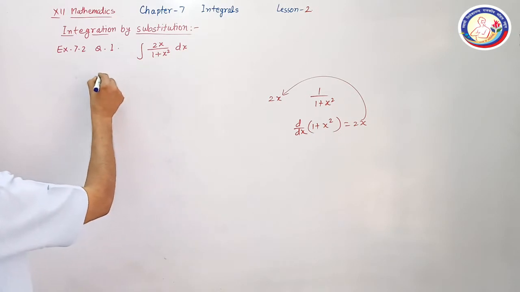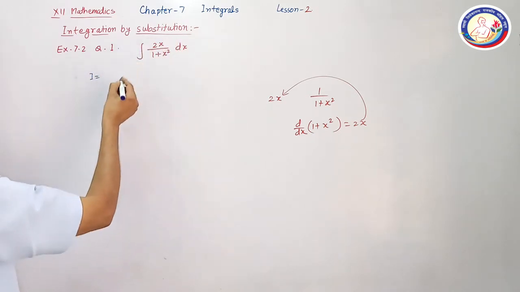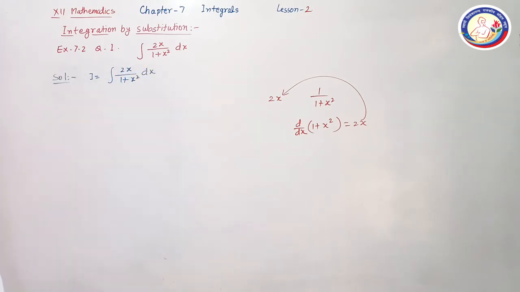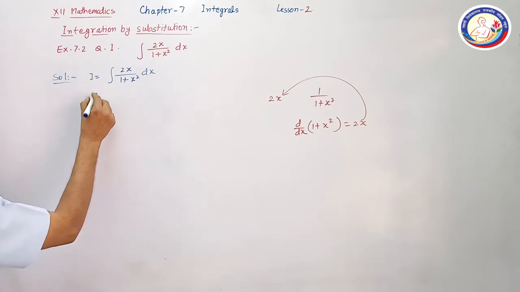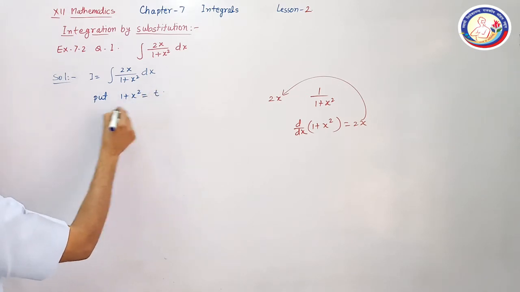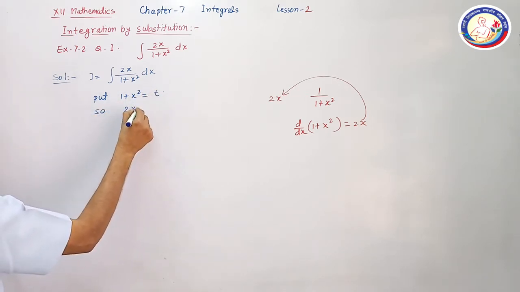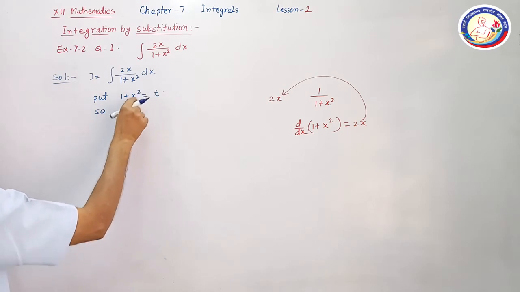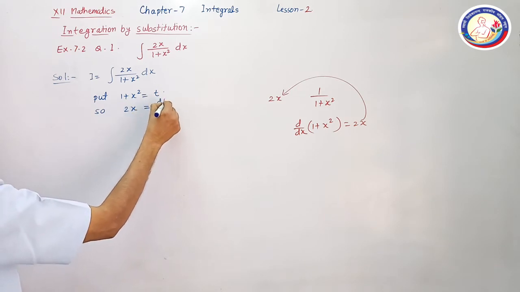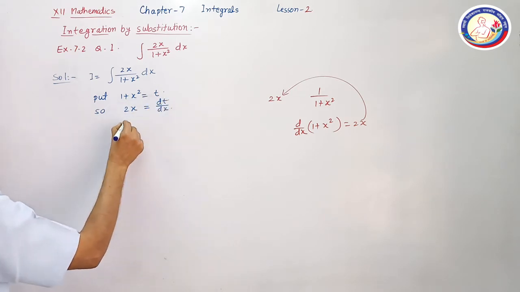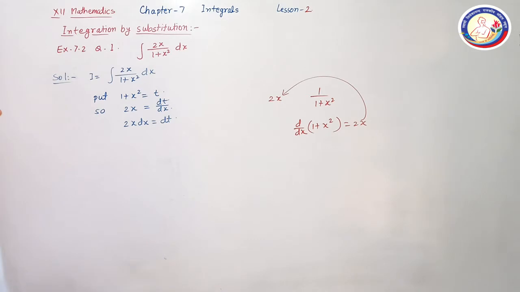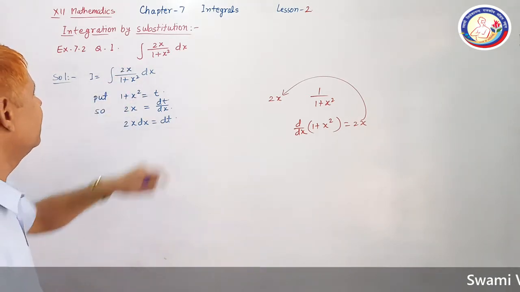So I is equal to, we have to find the value of I, the integral of 2x upon 1 plus x square dx. Put 1 plus x square equal to t. So the derivative of 1 is 0, of x square is 2x, equal to dt by dx, or twice x dx equal to dt. 2x is present here, so we will write it.